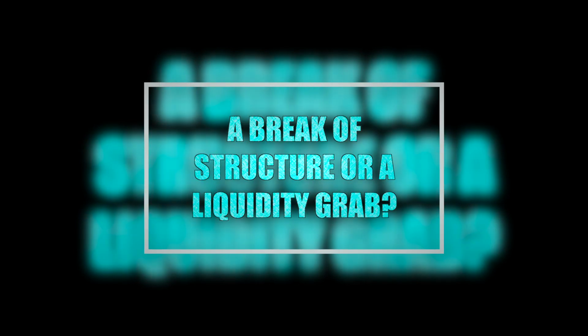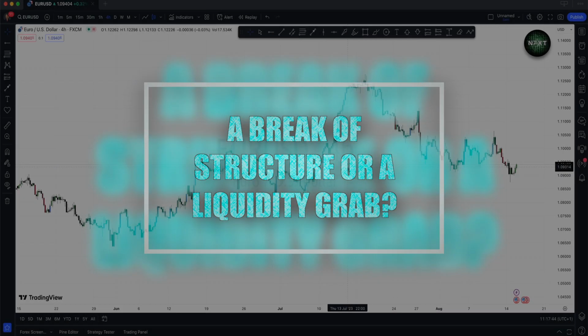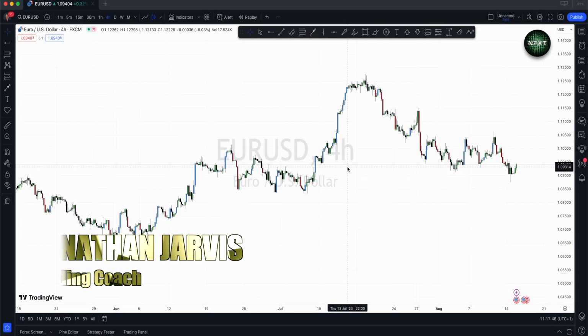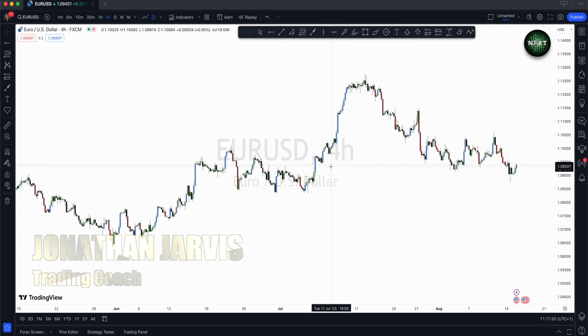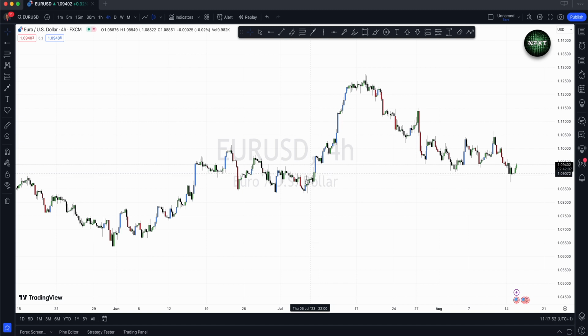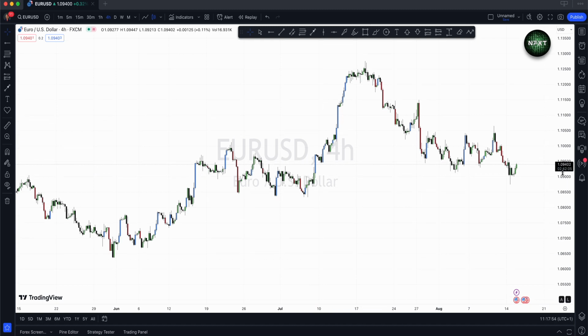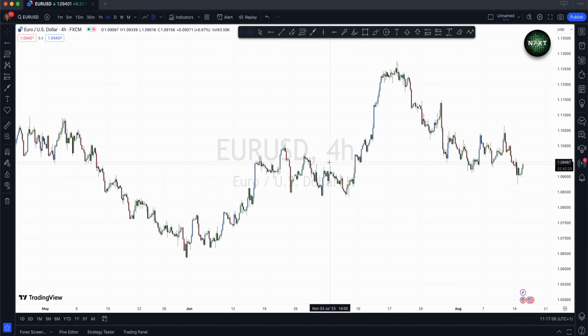A break of structure, or a liquidity grab. How do you know which one is which, and how do you read that on a chart? That's exactly what we're going to do now on the Euro USD pair. So I'm on the 4-hour time frame, and I'm going to go through and show you exactly how I do my analysis when we're looking at the break of structure and a liquidity grab, and how we look to trade the liquidity grab.